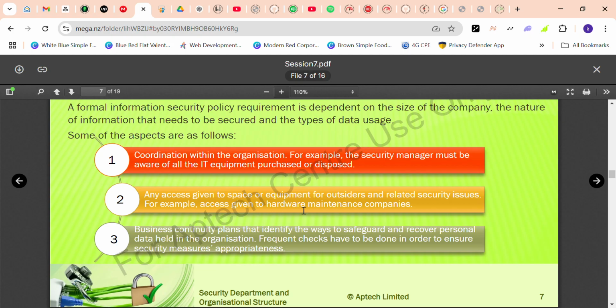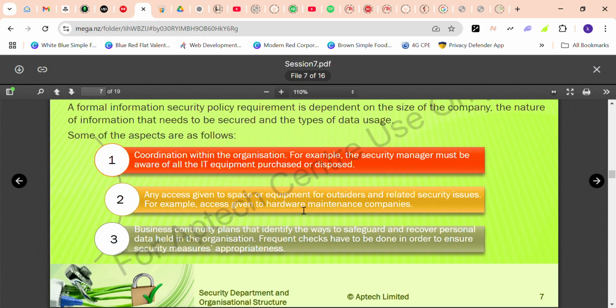Number one, coordination with the organization. For example, the security manager must be aware of all the IT equipment purchased or disposed. The manager has to know all this equipment, networking equipment, devices, and everything that is in our custody or the ones that have disappeared from us, both the ones that we purchased, the ones that we are still using, and the ones that we already disposed. So every manager must know it. The IT manager and security manager must know all these devices.